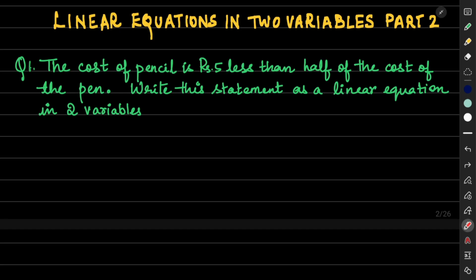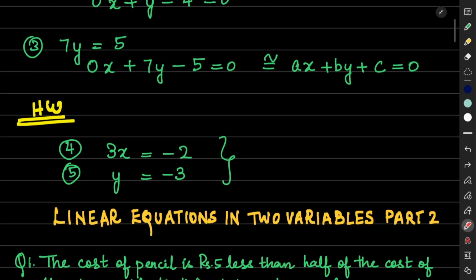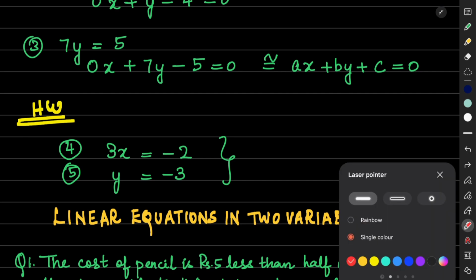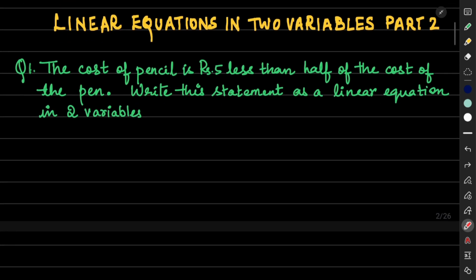So in the previous class we saw the standard form of linear equations in two variables, which is ax plus by plus c equal to 0. And we also saw that if you are given just one variable, how do you convert it into an equation of two variables. You have to just write it in standard form, which will contain an x, the y will be the same, and the constant.